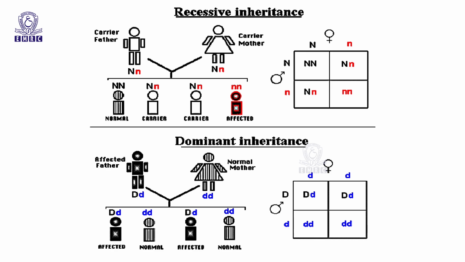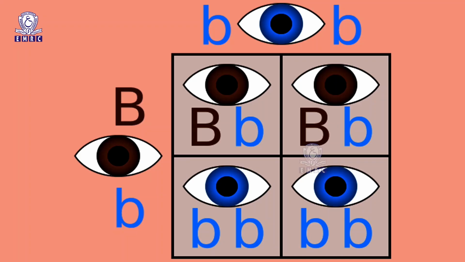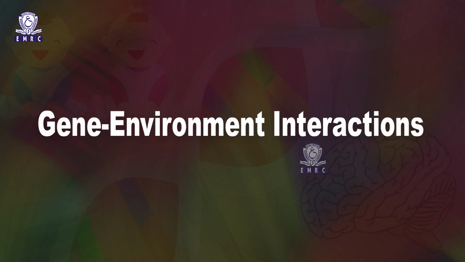In other cases, some genes follow a dominant recessive pattern. Eye color is one example of dominant recessive genes at work. The gene for brown eyes is dominant and the gene for blue eyes is recessive. If one parent hands down a dominant brown eye gene while the other parent hands down a recessive blue eye gene, the dominant gene will win out and the child will have brown eyes.